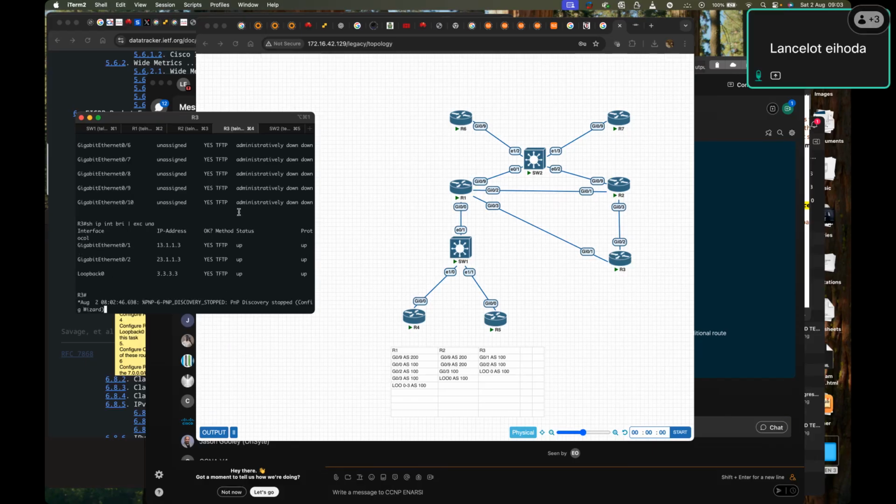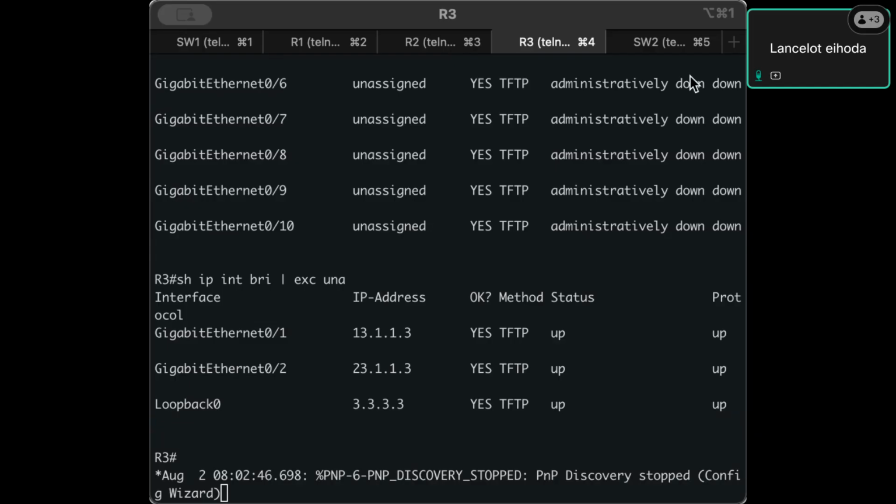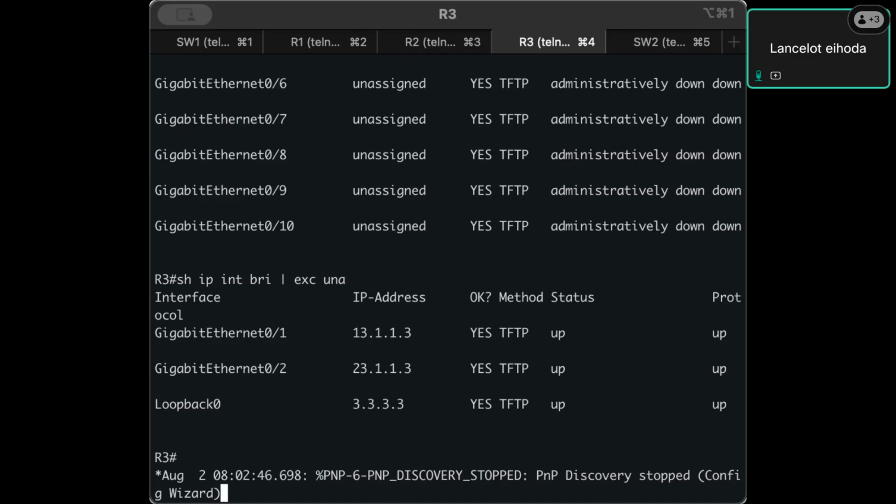Am I audible? Yes, you are. Yes, you are. Okay. So let me just copy item 2 so that we can look at it. I will copy and paste this later on the chart.